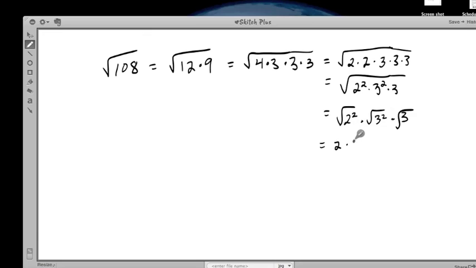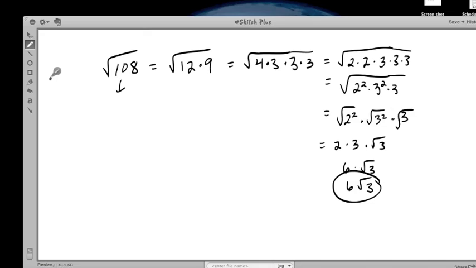And now I can take the square root of something squared, and there it's 2, and then 3, and then I have a square root of 3 left over. I'm going to go ahead and do that multiplication. 2 times 3 is 6, times the square root of 3, and remember I don't have to write that times sign, so it's just 6 square root of 3.